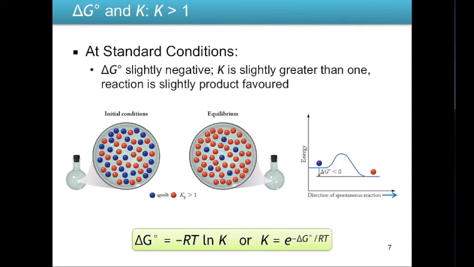So if we had an equilibrium constant that was slightly greater than 1, it is still going to be product favored. We're still going to have a delta G that is slightly negative or less than 0, but at equilibrium the reaction won't be highly product favored, it will only be slightly product favored. And again, if we look at the energy diagram, we can see that the activation energy for the forward reaction is just slightly larger than the activation energy for the reverse reaction.